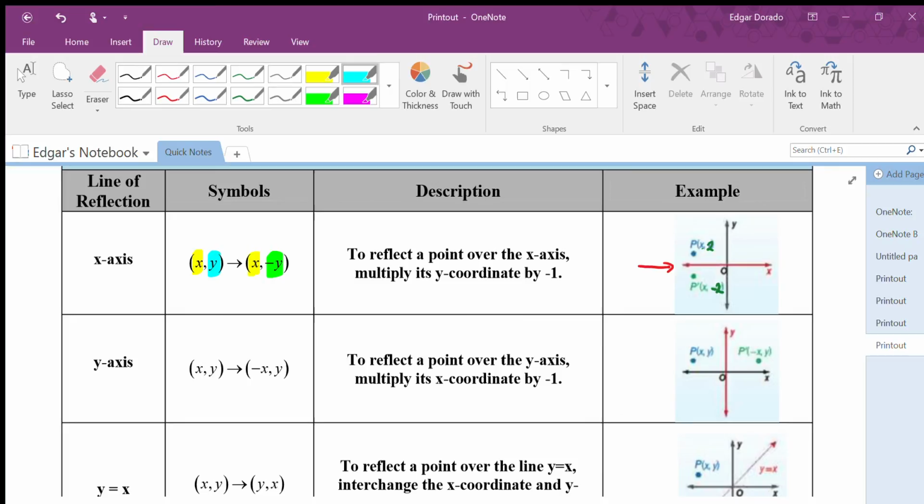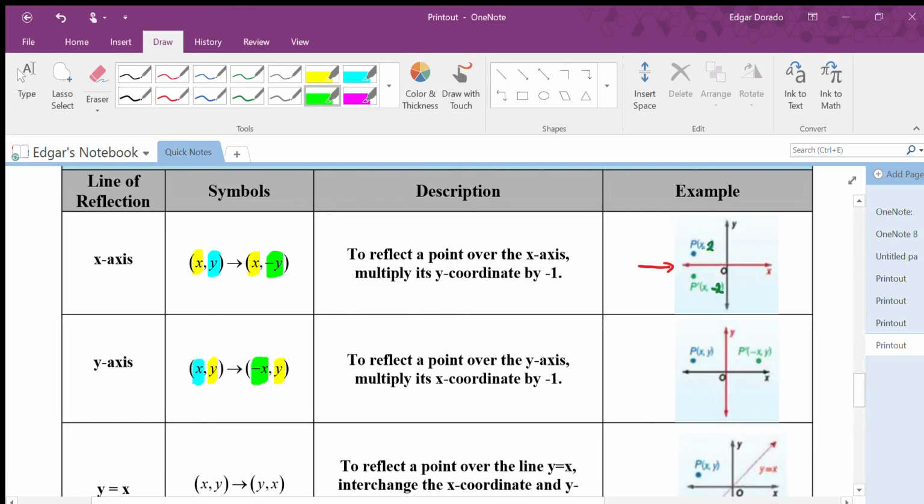It's almost the exact opposite with my y-axis. So if my line of reflection is my y-axis, notice that my y's are the ones that are going to stay exactly the same now. What's changing is going to be my x's. If it started off with x, now it's going to be a negative x.